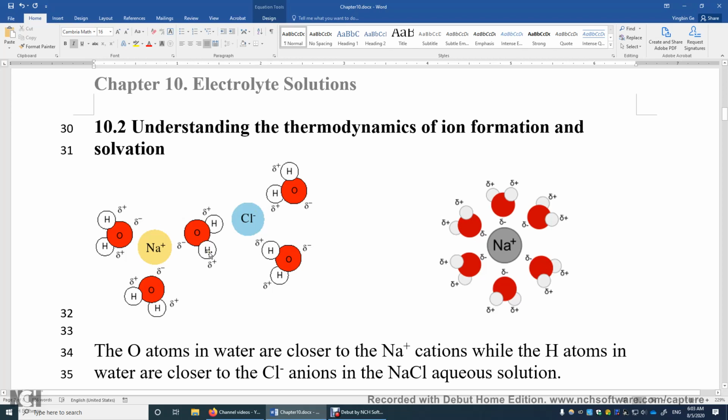Hydrogen has partial positive charge. So this is another picture of sodium plus surrounded by water molecules. In the first solvation shell for sodium plus, I think there are roughly 10 plus or minus water molecules.